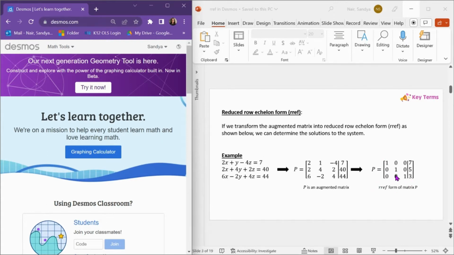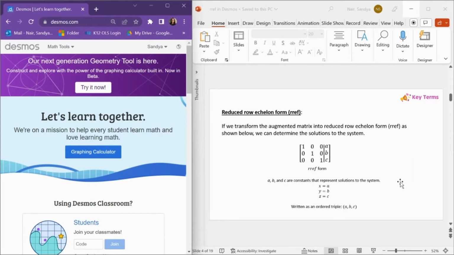Notice that the first three columns are the identity matrix. So that's why we have all these ones on the diagonal, and then every other entry in this matrix is a zero. So what is the advantage of reduced row echelon form? Well, it actually tells us the solutions to a system.